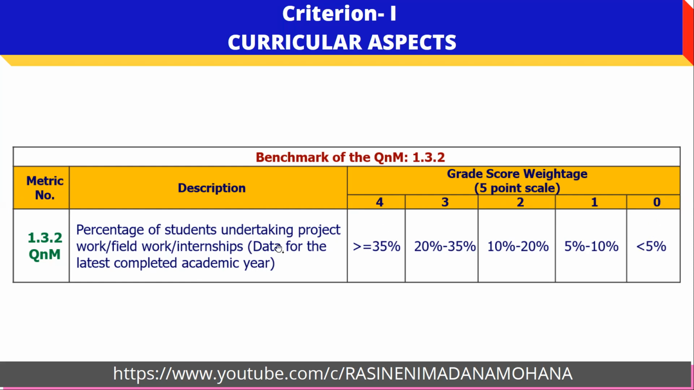Percentage of students means, for the latest completed academic year, first year to final year for UG, first year to second year for all PG, total how many students are there. Among all the students, minimum 35% have participated or taken all these or a combination of these, then you will get full grade. That's why you can aim for full grade. Minimum 35% is required. This is the benchmark of 1.3.2.